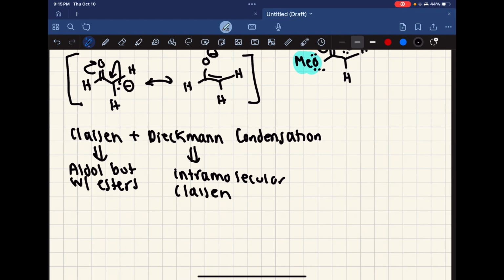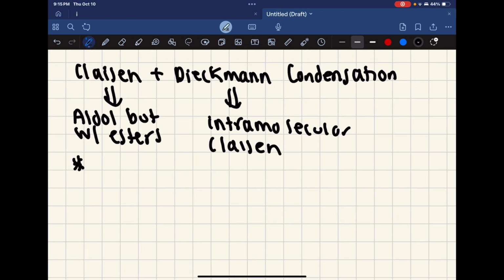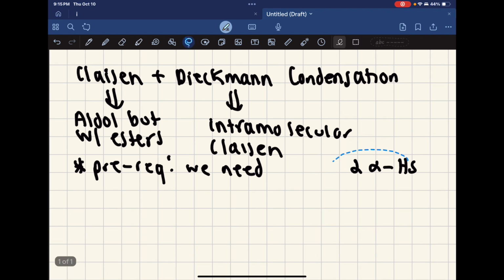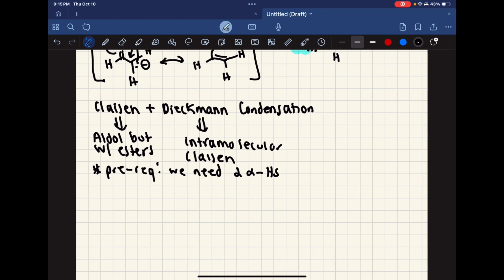Before we jump into actual Claisen and Dieckmann practice, I think it's important to talk about a prereq for Claisen and Dieckmann condensations. We need 2 alpha protons. And this is different than with the aldol chemistry we saw before. With aldol, we can definitely promote that condensation reaction with just one alpha proton, but here we need two for the Claisen and Dieckmann, and that will become clearer when we do a mechanistic example.